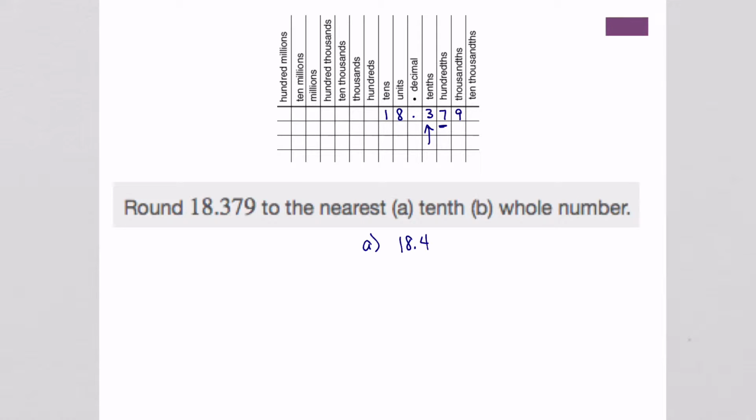Now if I'm rounding this to the nearest whole number, I am going to do this instead. Okay, so I'm going to point to the whole numbers place, and I'm going to underline the 10th place. Because this number 3 is less than 5, I just drop everything to the right. So part B would just be 18.